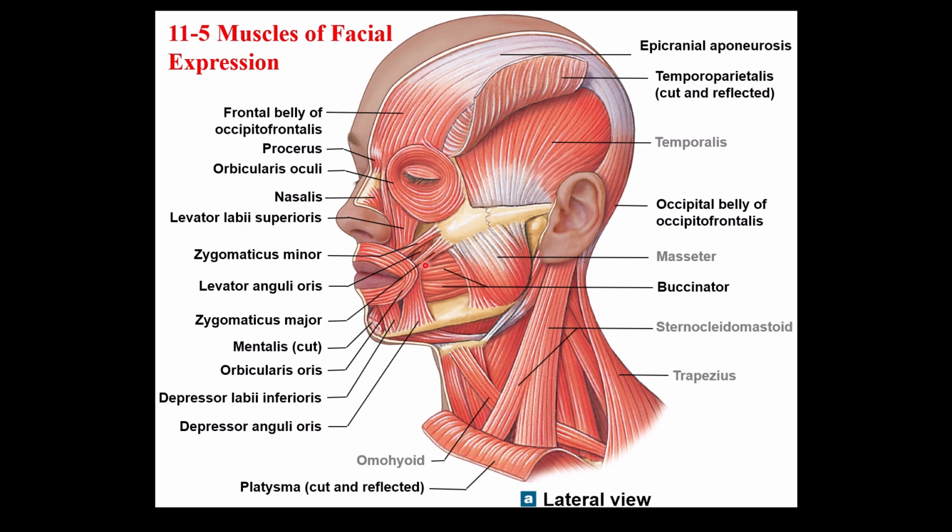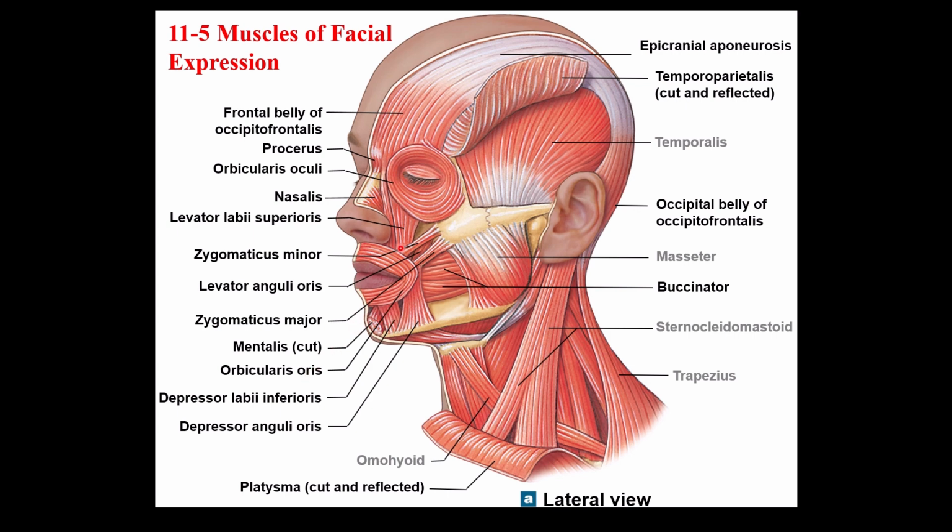Zygomatic minor and zygomatic major. So these four muscles are participating in the smile. You also have here orbicularis oris. So this is closing the mouth. See the same muscle here. This is orbicularis oculi for the eye, orbicularis oris for the mouth.